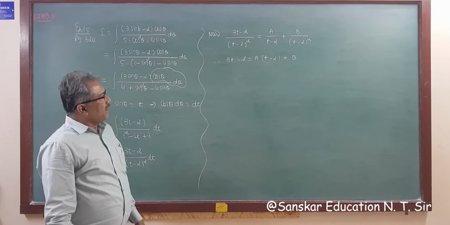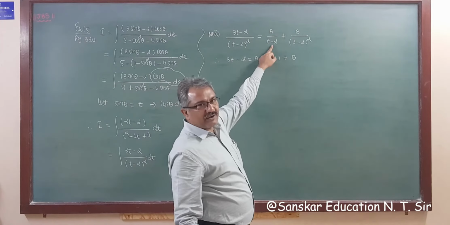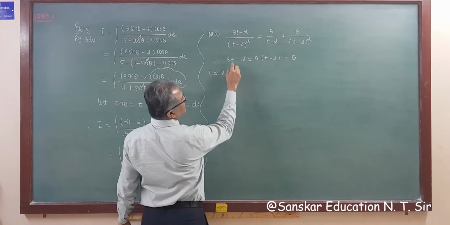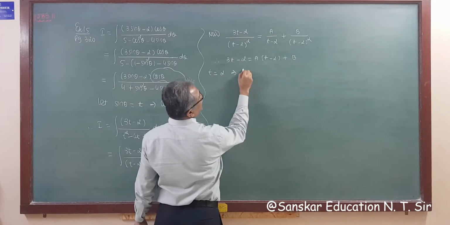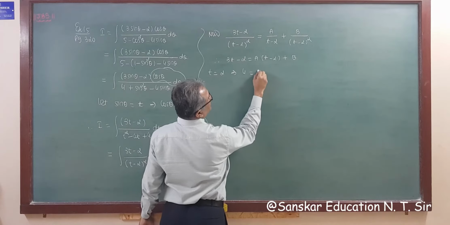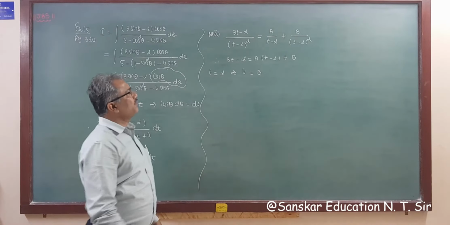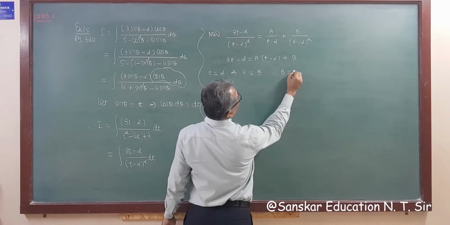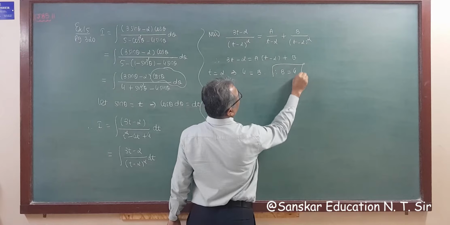Okay. Now t minus 2 is one of the factors, so t is equal to 2. This implies 2 into 3, 6 minus 2 is 4, is equal to B. So what do we get? B is equal to 4, right? So B is equal to 4 is one of our values.